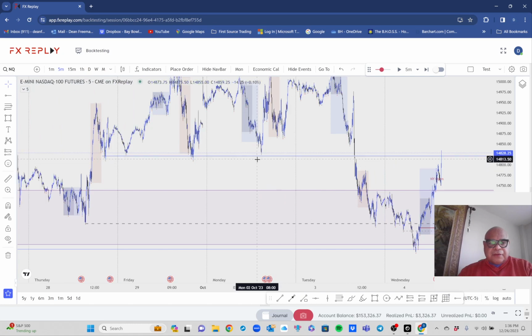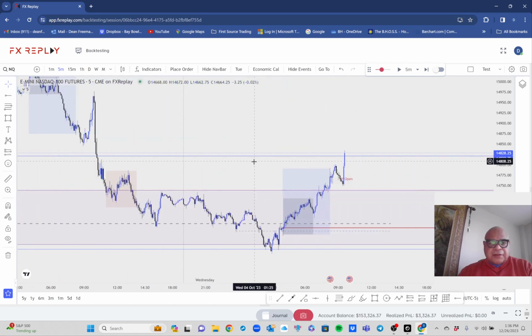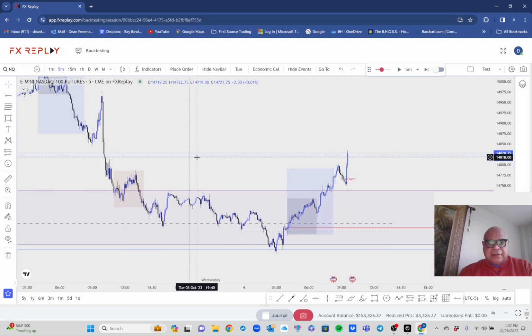It's pushed into this price inefficiency here. It is pushed into this one here. At this point, I'd go one more tick because it just could be an upward move to clear out this fair value gap before it goes downward.